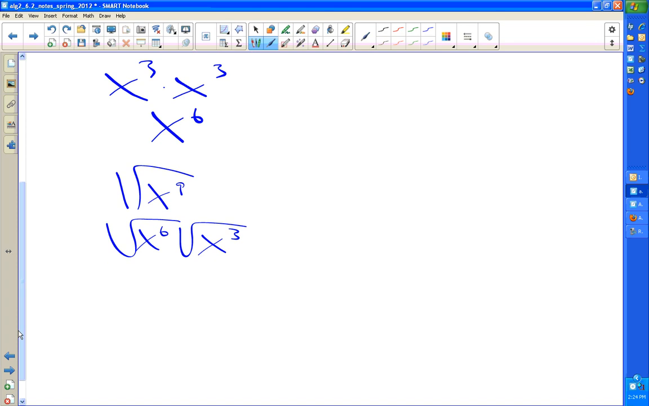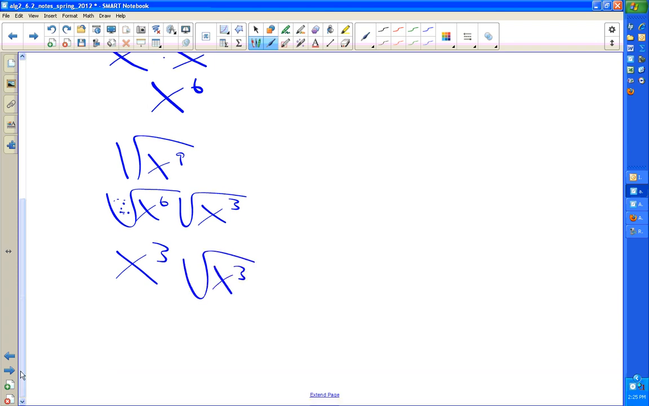If you chose to do x to the 6th times x to the 3rd, that's okay. X to the 6th is a perfect square. What is the square root of x to the 6th? X to the 3rd. All you have to do is take 6 divided by the imaginary 2. That's how you get 3. And you have a square root of x to the 3rd, which is great, but it's not simplified.